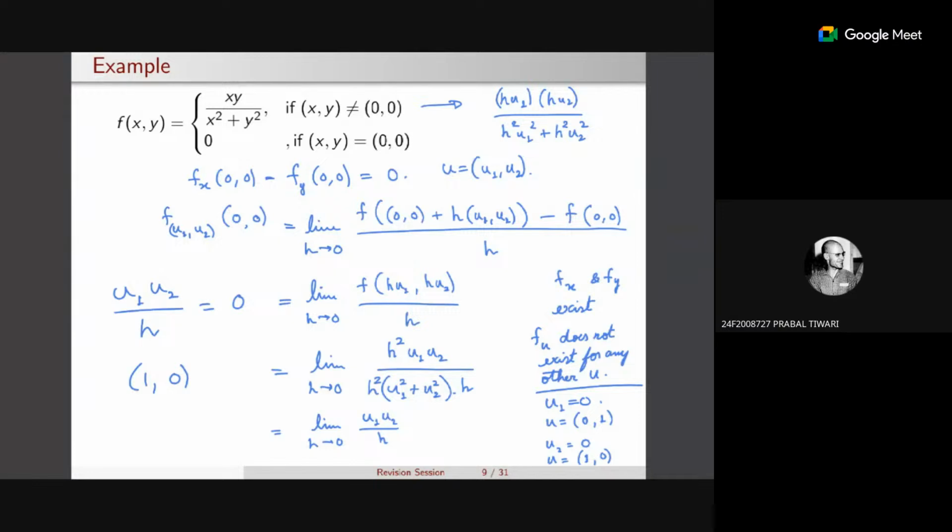But if u1 and u2 both are non-zero, in that case, this is u1, u2 by h. So let's take, for example, 1 by root 2, 1 by root 2. It is a unit vector. This is just an example that I'm taking. This function would become 1 by 2h, right? We are trying to get the limit of 1 by 2h as h goes to 0. Now this would be infinity, or the limit does not exist, is what he's saying.